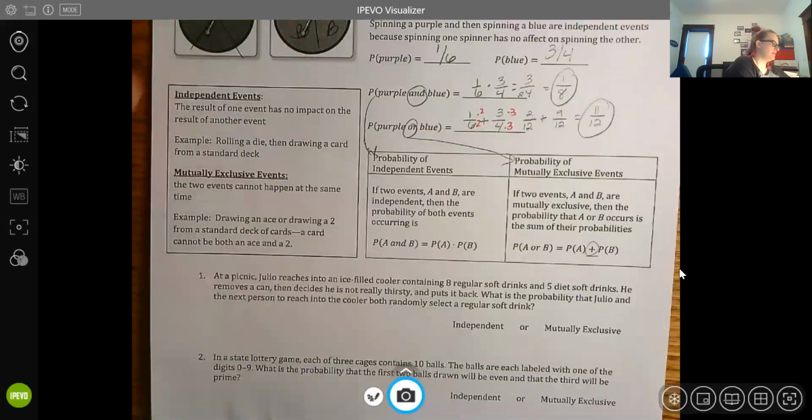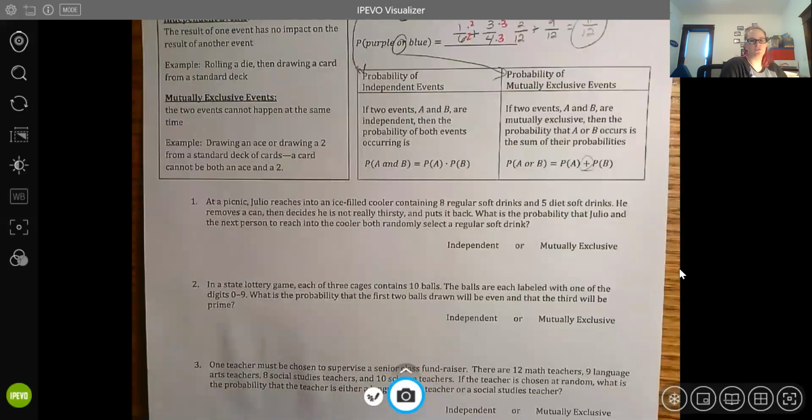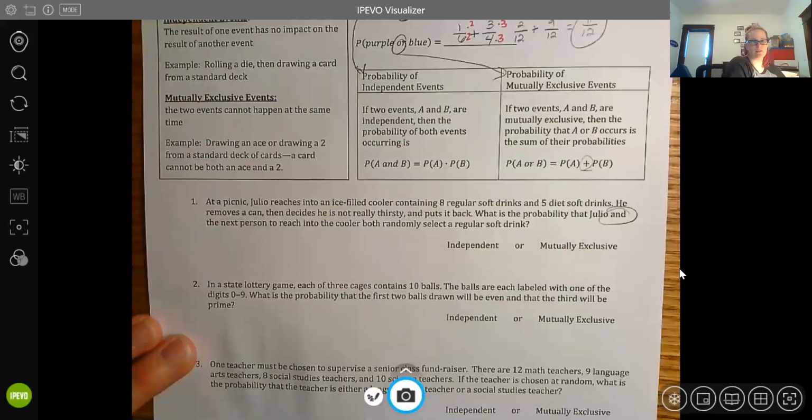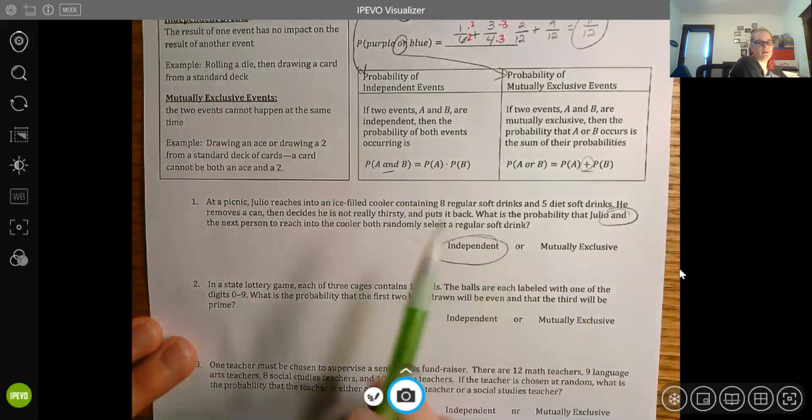All right, so let's go ahead and talk about Julio. At a picnic, Julio reaches into an ice-filled cooler containing 8 regular soft drinks and 5 diet soda soft drinks. He removes the can and then decides he's not really thirsty and he puts it back. What's the probability that Julio and then the next person reach into the cooler and both randomly select a regular soft drink? Okay, the big thing here is it says Julio and the next person. So are these independent or mutually exclusive? Well, when it says and, it's independent. So we're going to multiply.